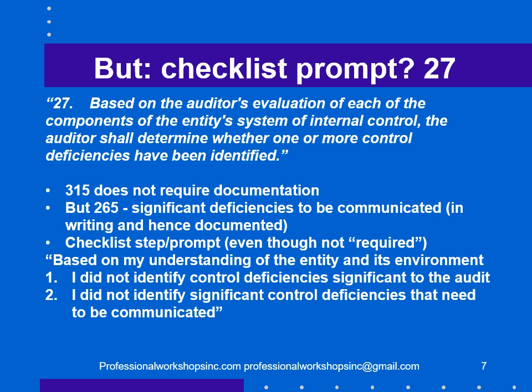So even though it's not required, I would kind of like a checklist step or prompt to say, based on my understanding of the entity and its environment, 1, I did not identify control deficiencies significant to the audit, and 2, I did not identify significant control deficiencies that need to be communicated. And at point 1, I'm being kind of clever because I could have identified insignificant deficiencies, but I don't care to talk about those. They're insignificant. So I document that I didn't identify deficiencies significant to the audit, and then significant enough that need to be reported.